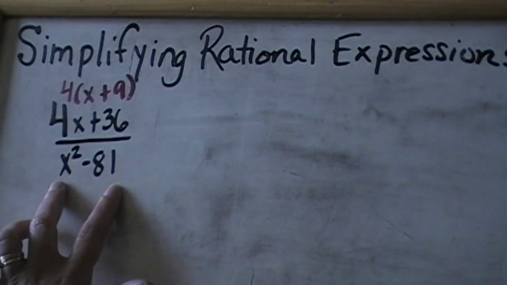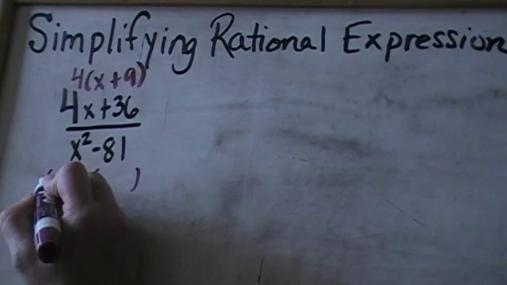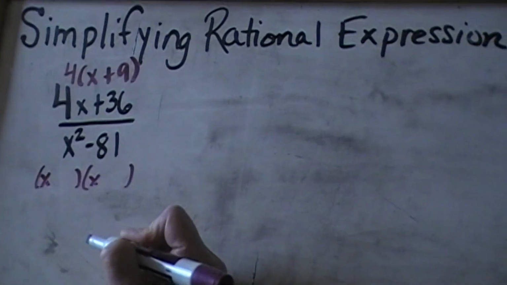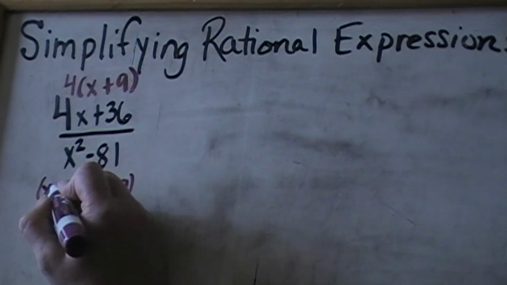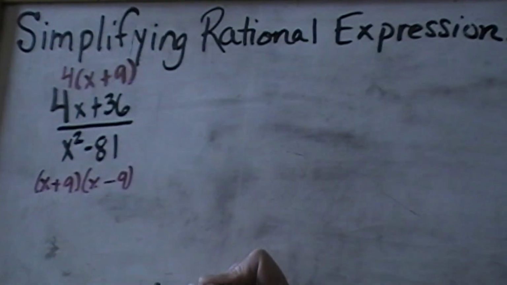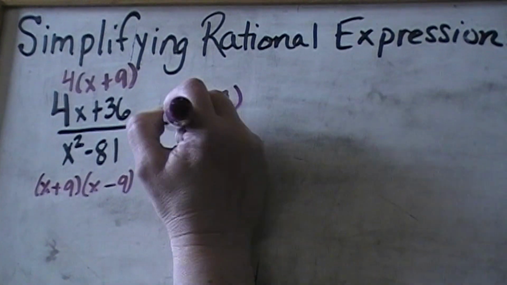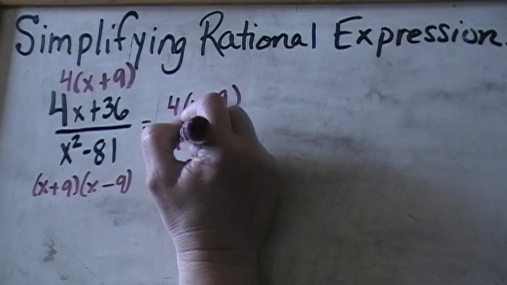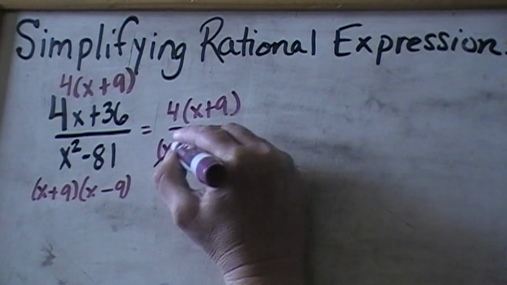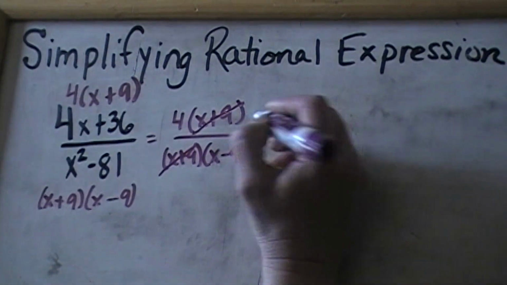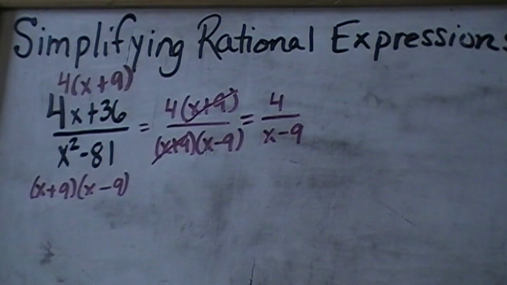X squared minus 81 is a difference of squares, so we will factor it into two binomials. X times x gives us x squared. 9 times 9 gives us 81. And if we want the middle term to be 0, one needs to be positive, one needs to be negative. So now you have 4 times x plus 9 over x plus 9 times x minus 9. These two are a common factor in both numerator and denominator, so we can cancel them out. 4 over x minus 9, that's your answer.